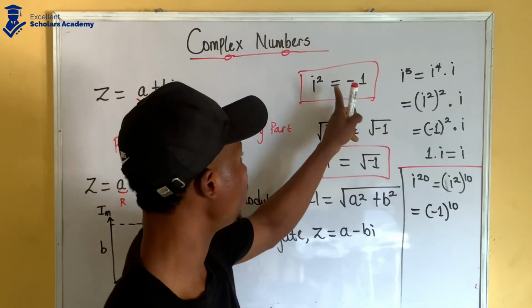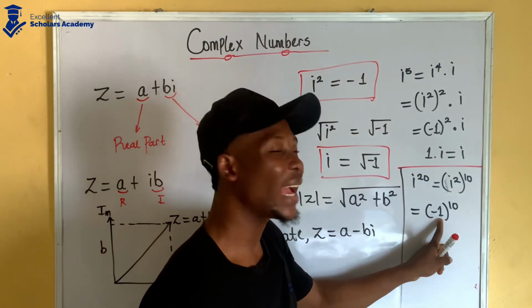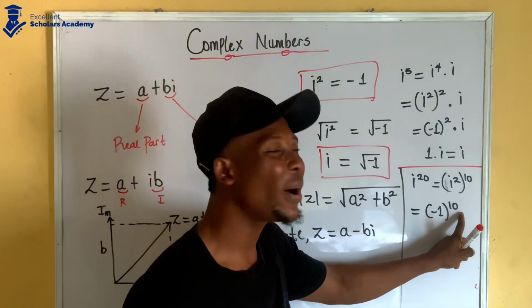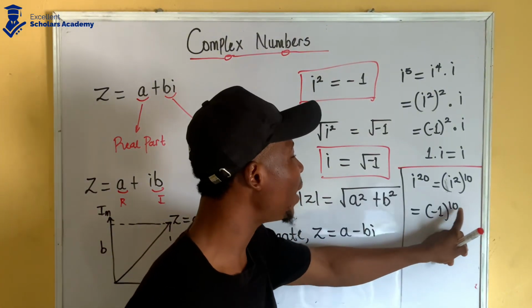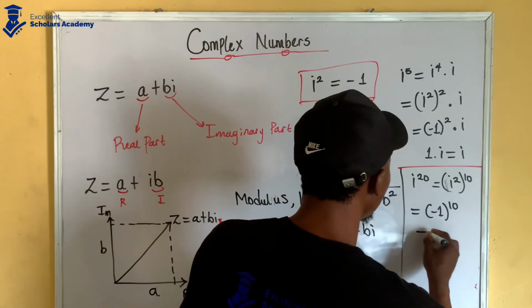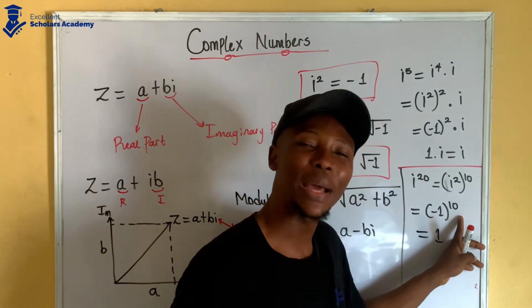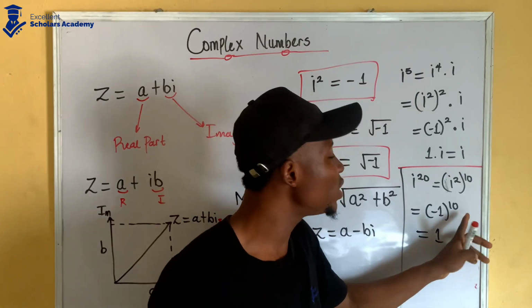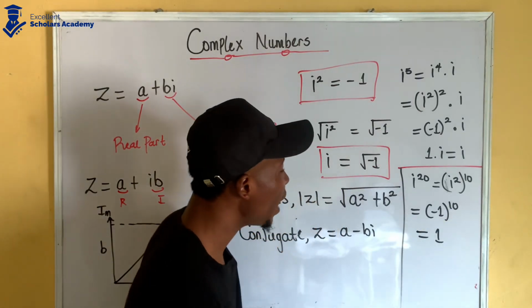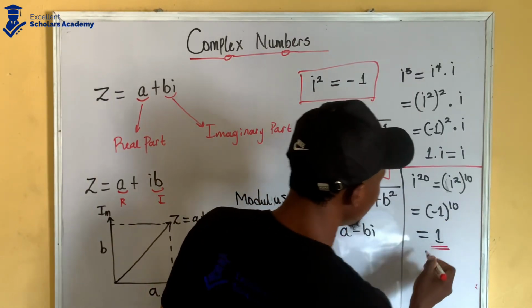From here, now, like I said, minus 1 to a power that is even, as far as the power is even, this is going to give us positive 1. But if the power is not even, that means if it's odd, it is going to give us minus 1. All right. So i to the power of 20 is going to give us 1.